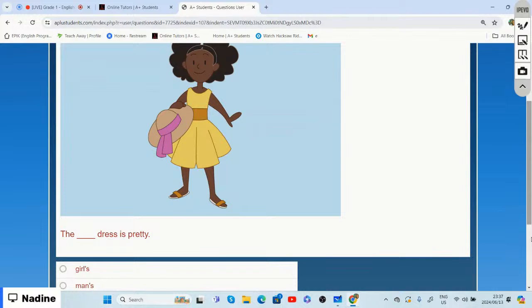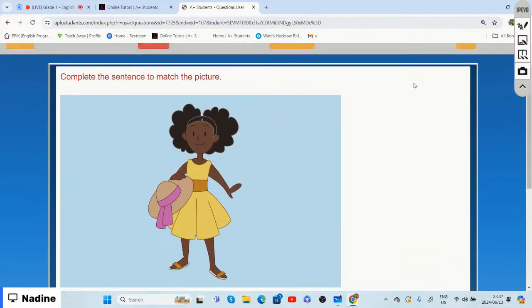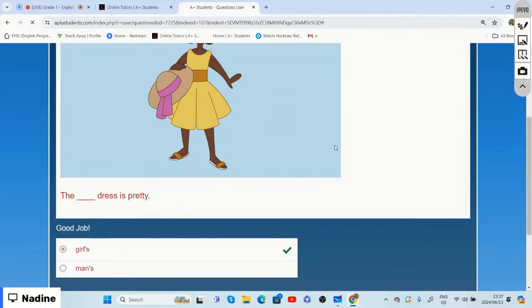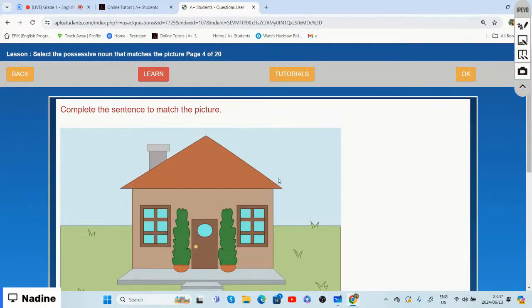All right, and if we were to choose the correct answer to match the picture, we can say that the girl's dress is pretty, right? It's got a beautiful yellow dress. So the girl's dress is pretty. So well done. That is correct.